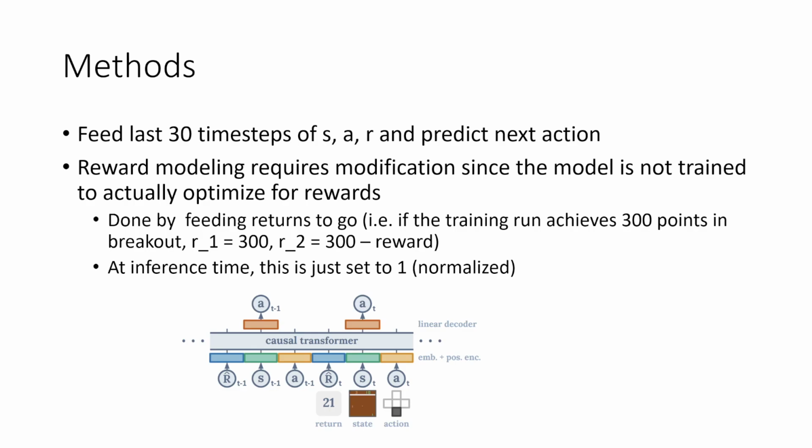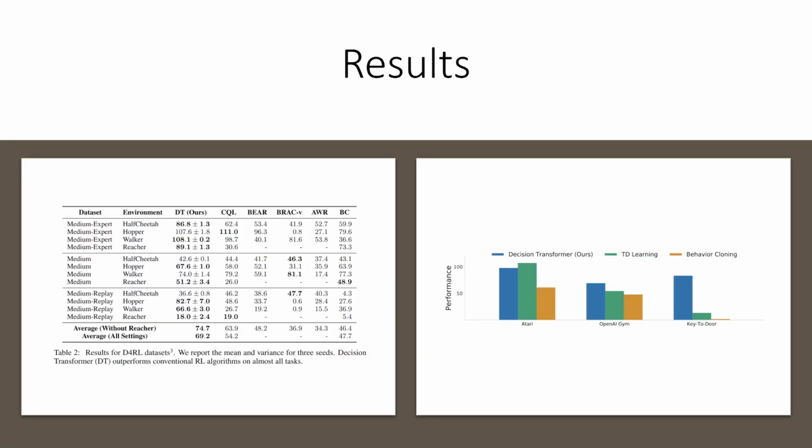So then you're saying, okay, if you're normalizing it to whatever the maximum score is, then you can just say, okay, I want the maximum score, and it will try and give you that maximum score based off of this information. And of course, there's the embedding, and it has positional encodings, and then there's a linear decoder. So it's just a dense neural network layer. So the results, there's pretty good results.